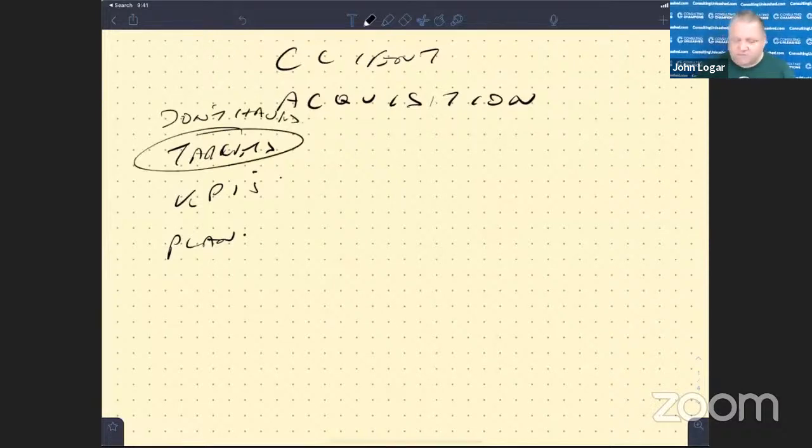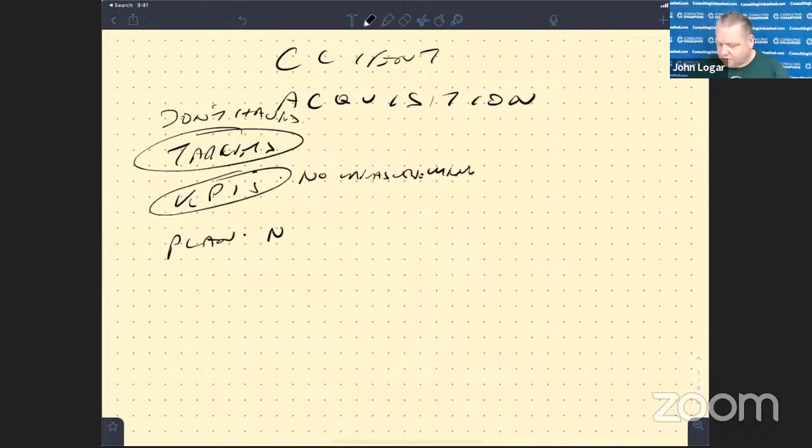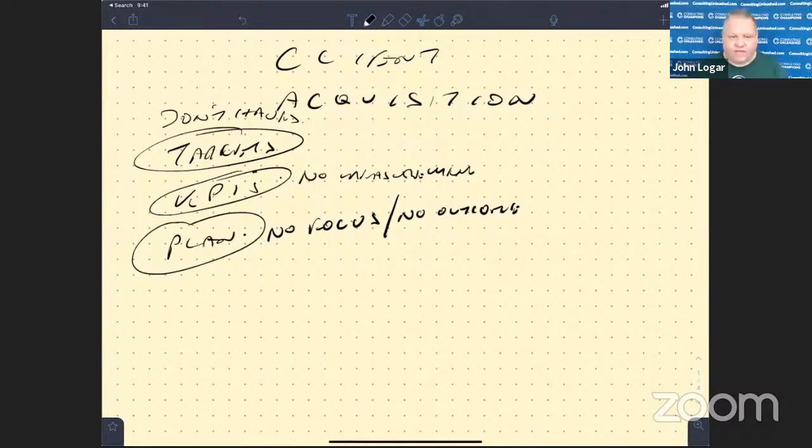So if I've got no targets, I'm aiming for nothing. If I don't have any KPIs, I don't have any metrics that I can measure, right? So no measurement. If I don't have a plan, no focus, right? No outcome. So these are 3 things. If I don't set these objectives around my acquiring of customers, if I don't have some metrics or measurements along the way so that I can monitor the process and improve and get better, and if I don't have a plan, I've kind of got no outcome.